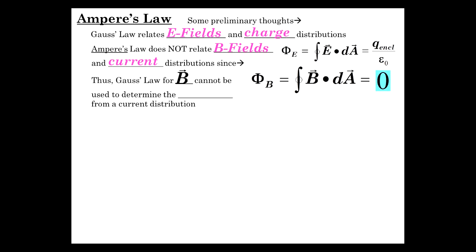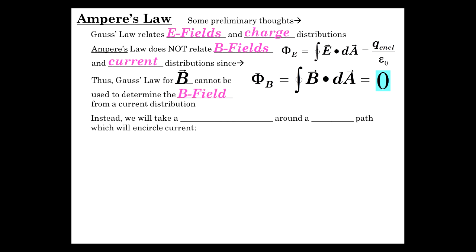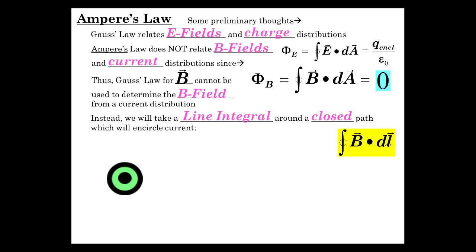So Gauss's law for magnetism cannot be utilized to describe what the magnetic field is. This formula won't do it for us because it's zero. What we have to do instead is take a line integral around a closed path that encircles current. So let's take a look at what that means. We'll have the closed integral of B dot dl. Not B dot dA, but B dot dl.